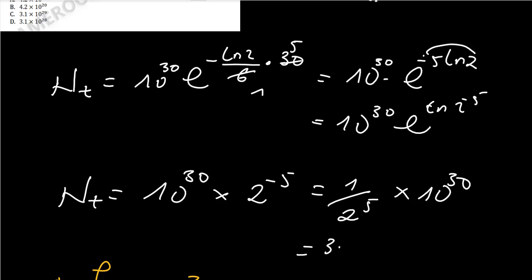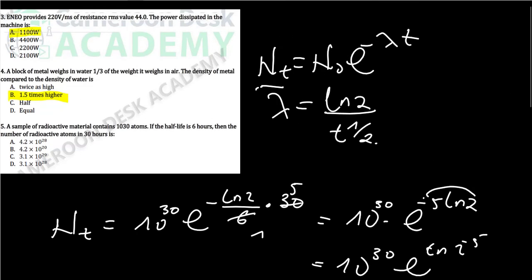will be 3.125 times 10 raised to the power 28 atoms. So if you go above, you check 3.125 times 10 to the power 28. So the correct option there is option D. So option D is the answer. So it means that this 1030 is actually 10 raised to the power 30 atoms. Okay, so take note of that correction.